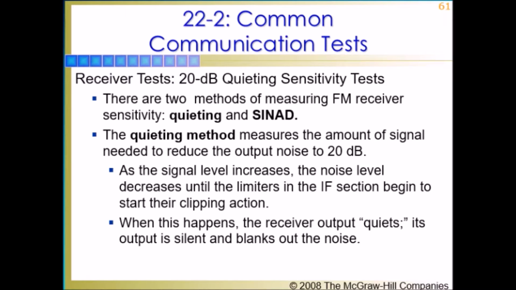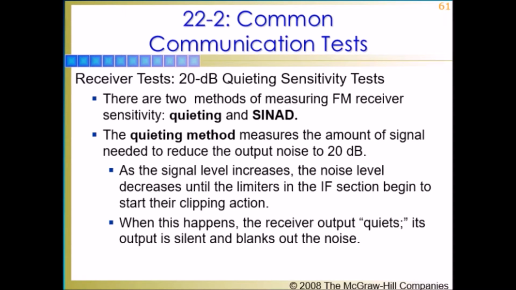There are two basic methods, quieting and SINAD. The quieting method measures the amount of signal needed to reduce the output noise by 20 dB. As the signal level increases, the noise level decreases until the limiter in the IF section begins its clipping action. When this happens, the receiver output quiets; its output is silent and blanks out the noise.